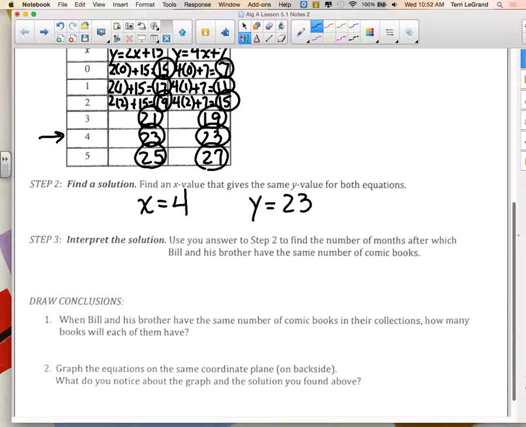So what do you think would happen on a graph if we did graph this? What would happen on the graph? They would intersect. Where would they intersect at?